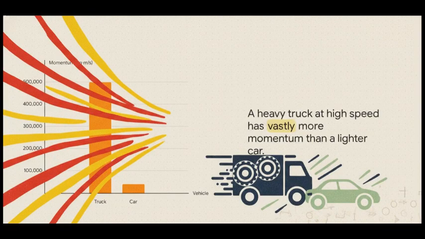Okay, let's put some actual numbers to this to make it real. If you look at this chart, you can see it plain as day. A heavy truck at high speed has just vastly more momentum, more quantity of motion than a lighter car. And that huge difference right there, that is exactly why stopping the truck is such a massive challenge.